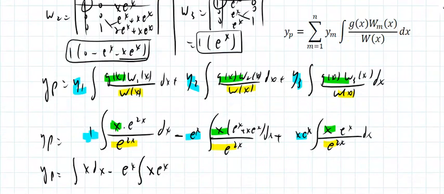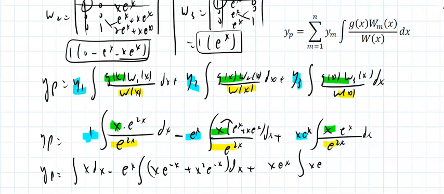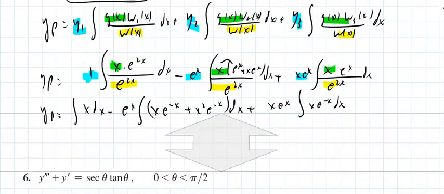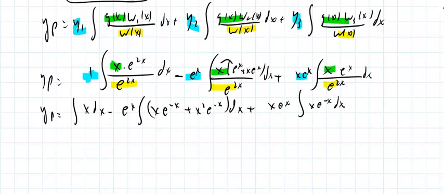So here, if I distribute that, and I could say that's x e to the negative x plus x squared e to the negative x dx plus x e to the x, the integral of x e to the minus x dx. Now, if I really pay attention, I could save myself a lot of work. That is y particular. This is simply x squared over 2. That part is done.